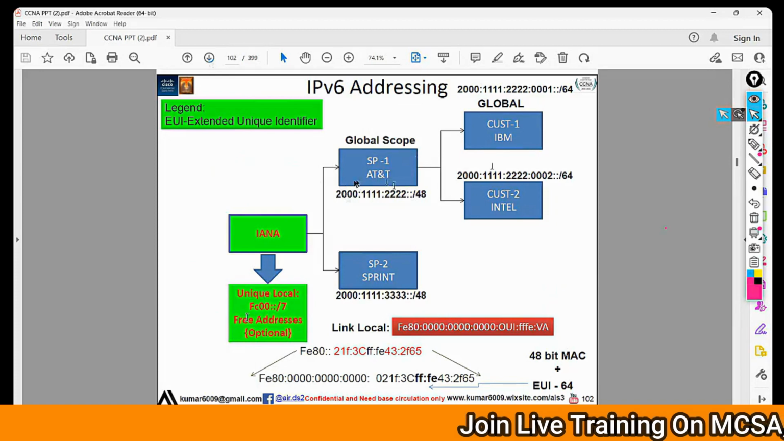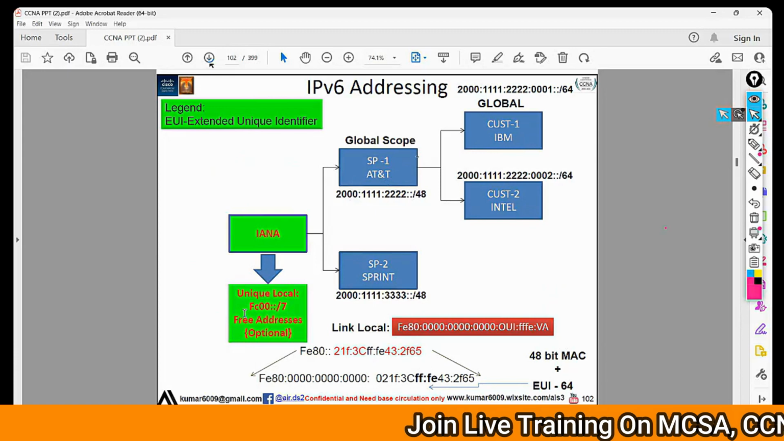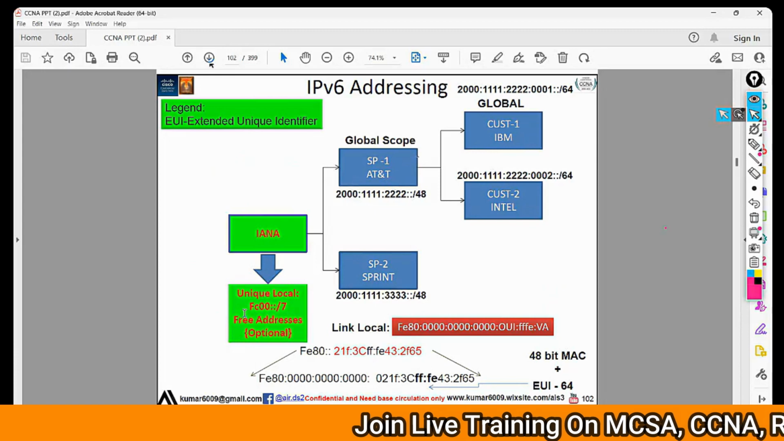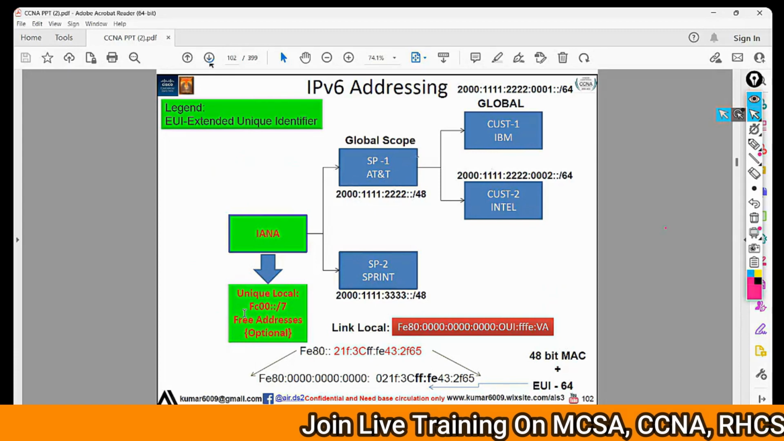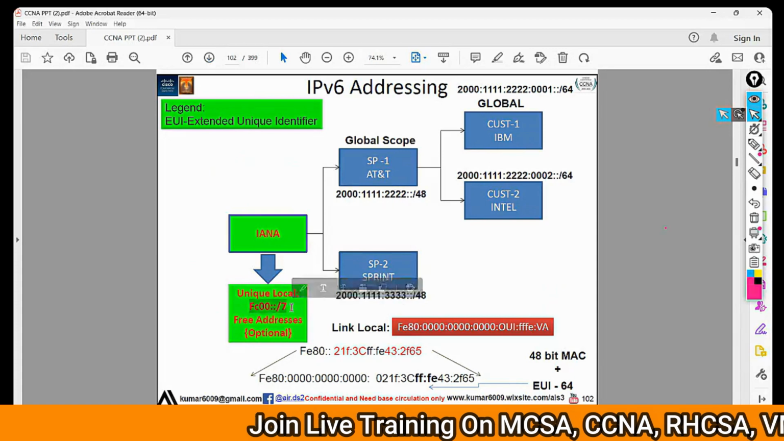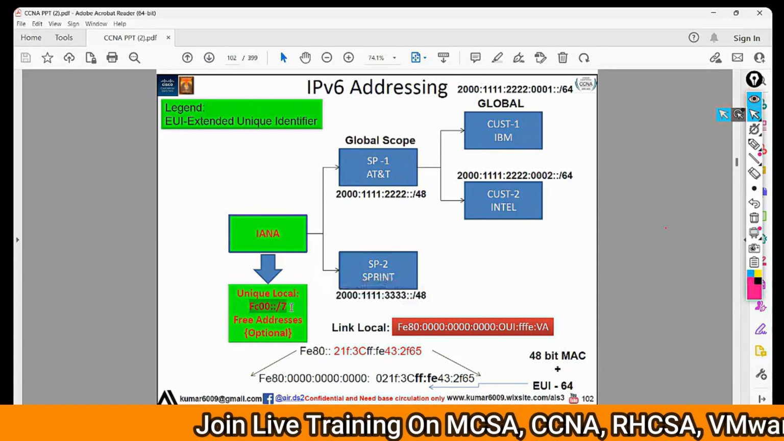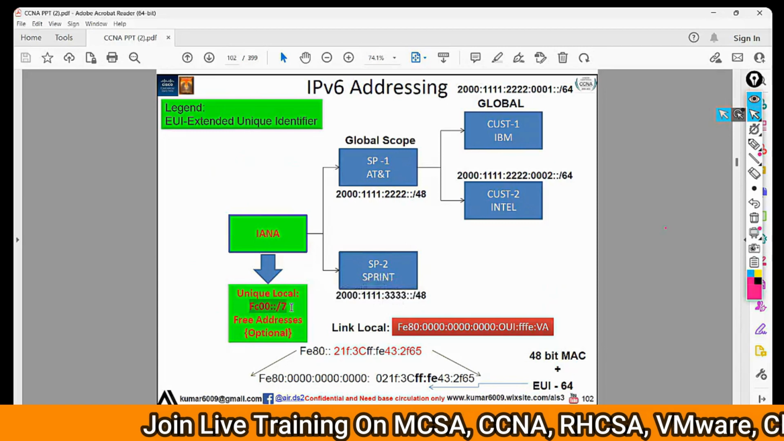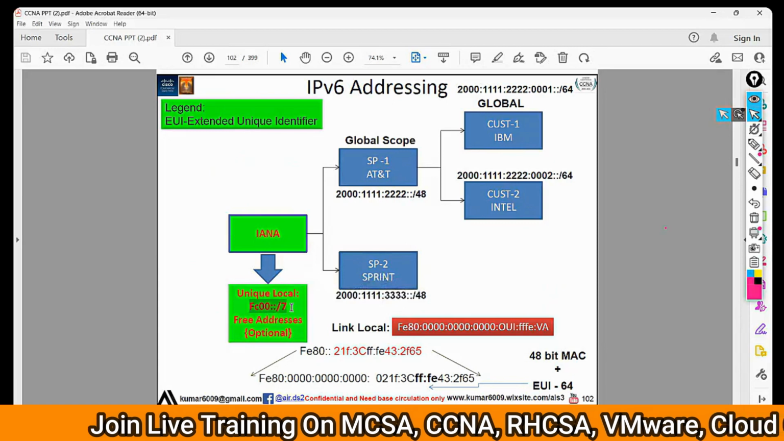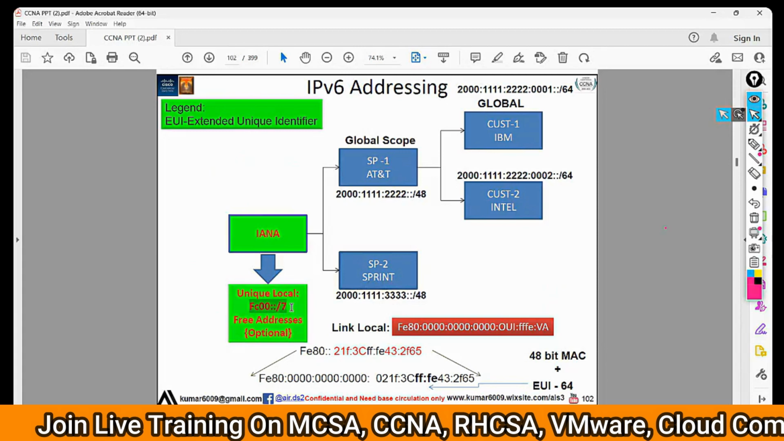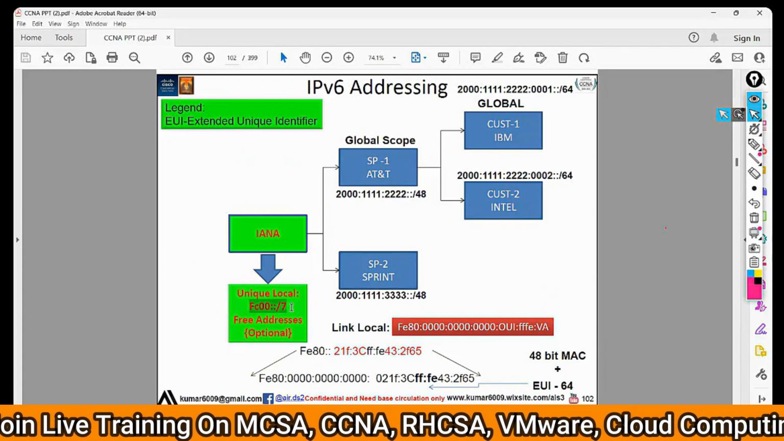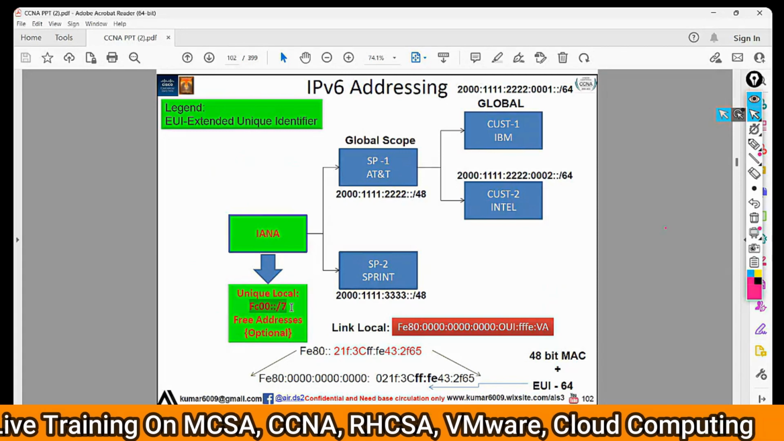And the free address I told you about: in IPv4, class A is 10, class B you remember, right? The same way, this is the free address, like 192.168 or 10 dot like that. There's no class concept here, so they have given only one free address. Now link local, how will it be configured? Automatically, using the MAC address.